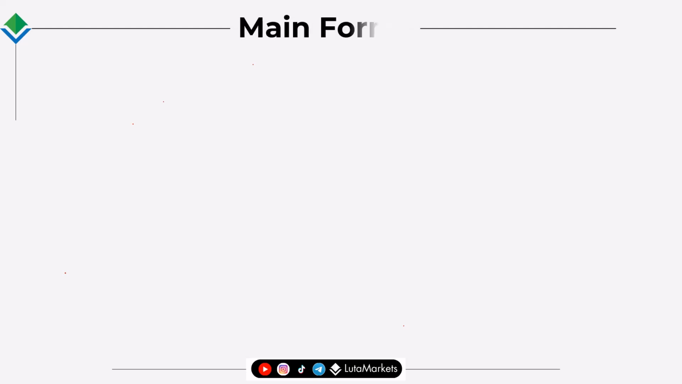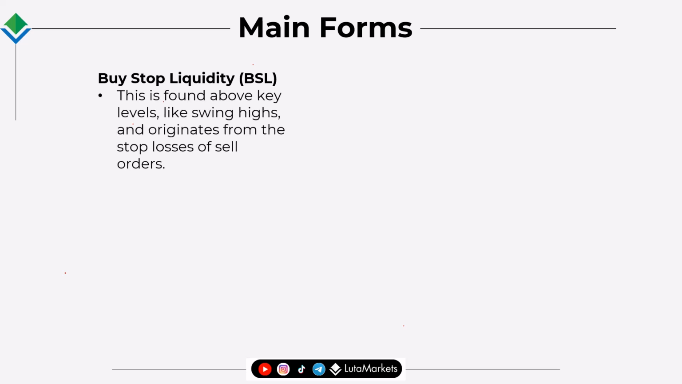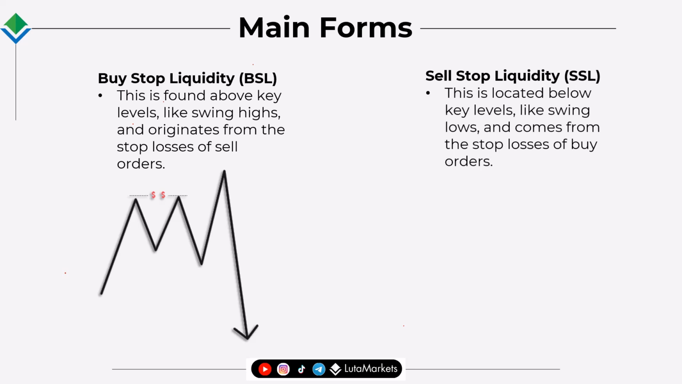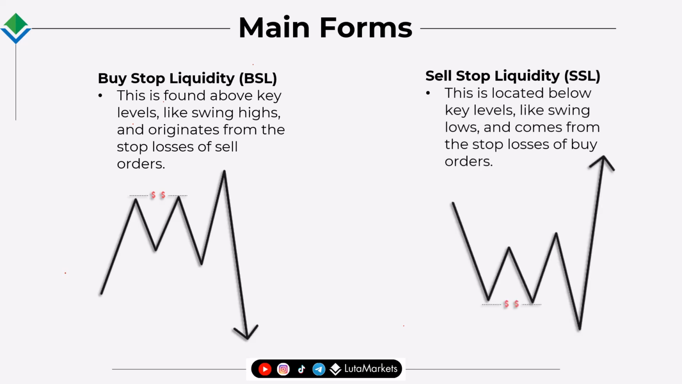Now, liquidity comes in two main forms. Buy Stop Liquidity, BSL. This is found above key levels, like swing highs, and originates from the stop-losses of sell orders. When price takes out BSL, it often reverses downward because institutions use this liquidity to place sell orders. Sell Stop Liquidity, SSL. This is located below key levels, like swing lows, and comes from the stop losses of buy orders. When SSL is taken, the market typically reverses upward as institutions use this liquidity to place buy orders.